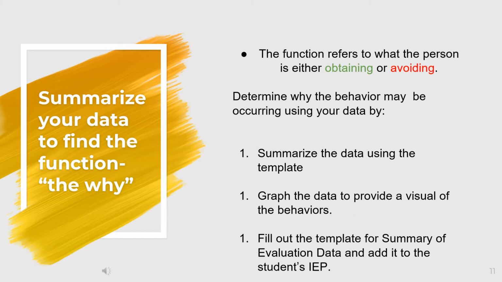best hypothesis of function. The steps to summarizing all of your data to determine the function are: number 1, summarize using the templates provided in the e-guide. Number 2, graph the behaviors for that visual representation. And 3, fill out the template for summary of evaluation data and add it to the IEP. This is a shell that will assist you with making sure all of the pertinent information is included.